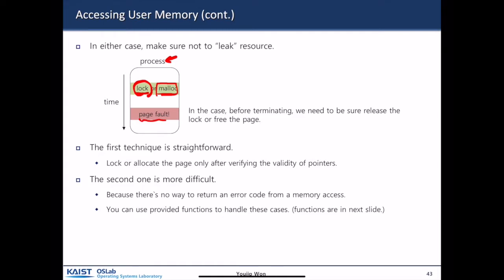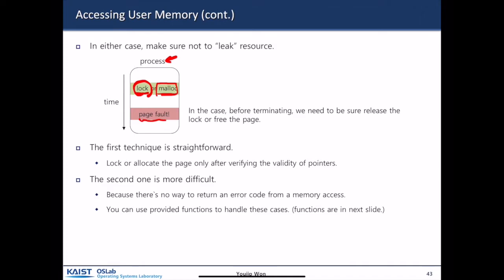So before terminating the process, the operating system has to unlock or release a lock or return the allocated memory space to avoid any kind of resource leakage. Handling this kind of resource leakage is different in method 1 and method 2. In method 1, it is straightforward because the operating system takes care of everything.